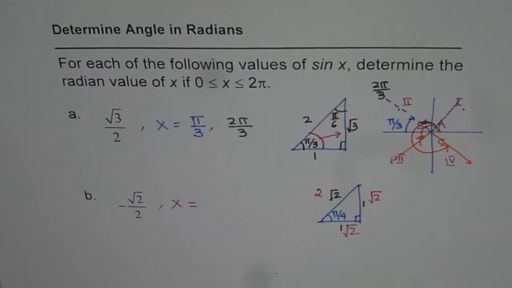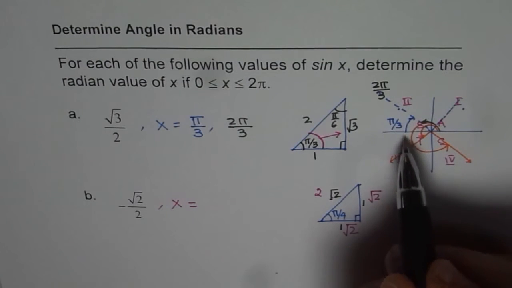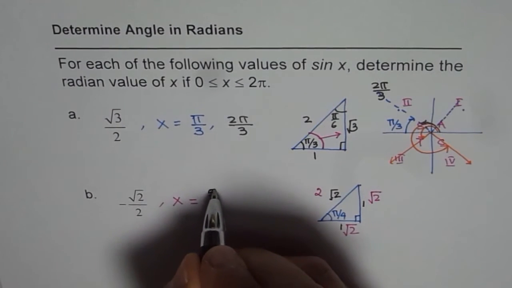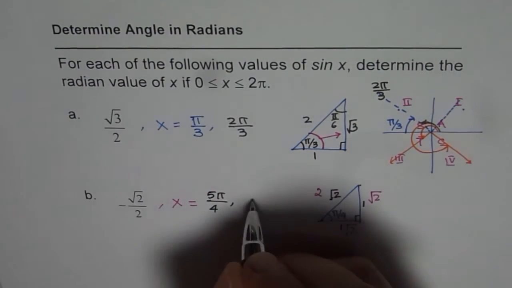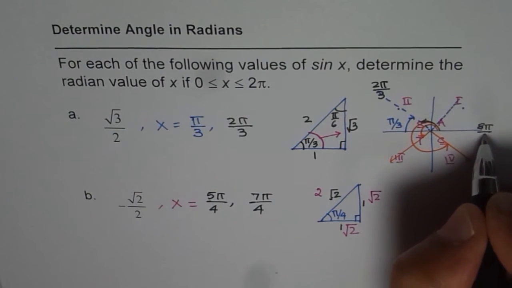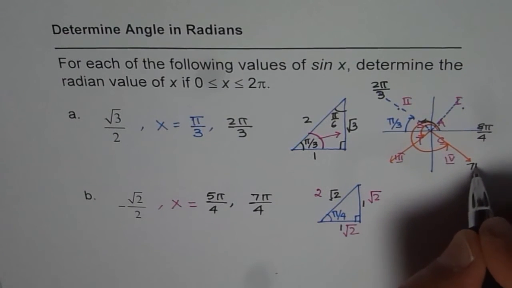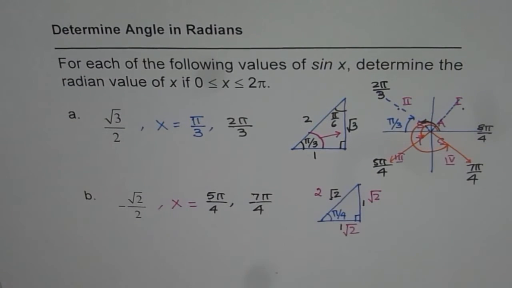When we write the solution, we always mention principal angles, correct? So it is 1 pi by 4, 2 pi by 4, 3, 4, 5 pi by 4, right? So it is 5 pi by 4 and then 7 pi by 4. So 2 pi will be 8 pi by 4. Is it okay? So 1 less than 8 will be 7 pi by 4. So this is 7 pi by 4 for us, and this one is 5 pi by 4. So that is how we get our angles in radians.